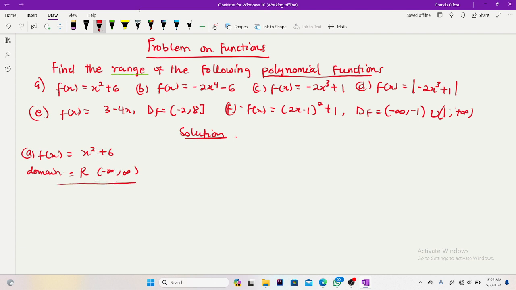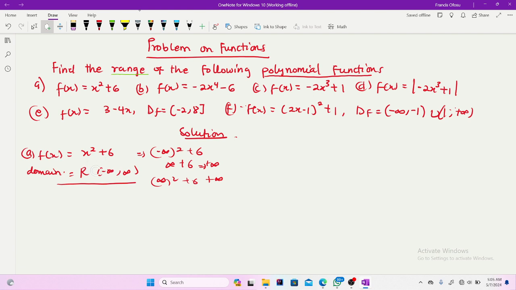When I put in the domain, the function here is x squared. When I put in negative infinity, what am I getting? Negative infinity all squared plus 6. This will make it positive, so I get positive infinity. When I put in positive infinity, I get positive infinity all squared, then plus 6 is still positive infinity.